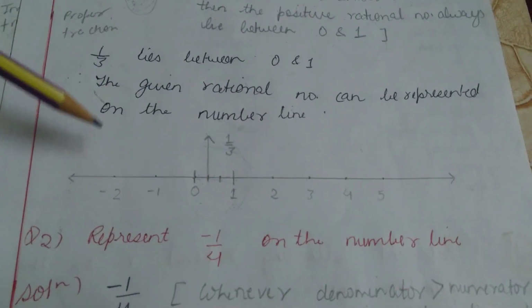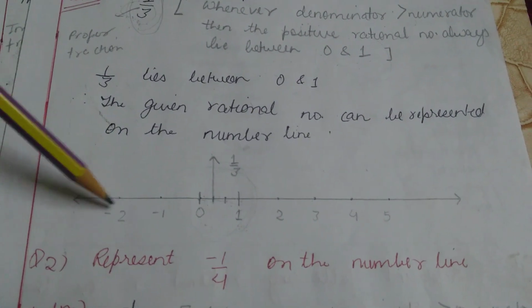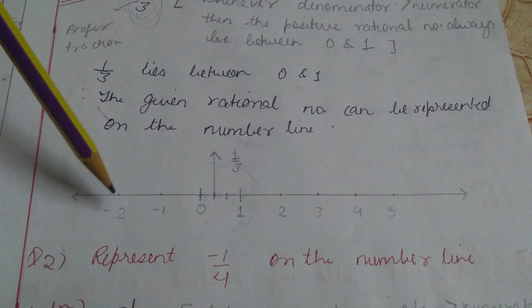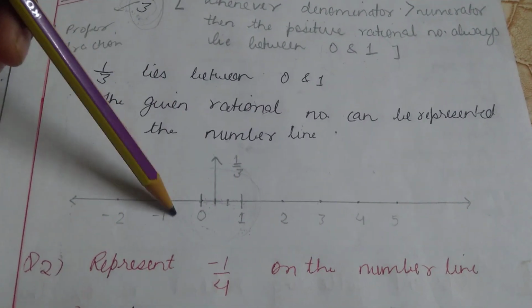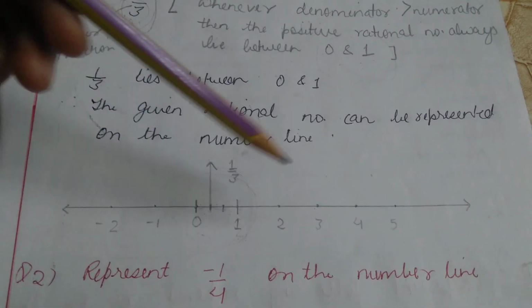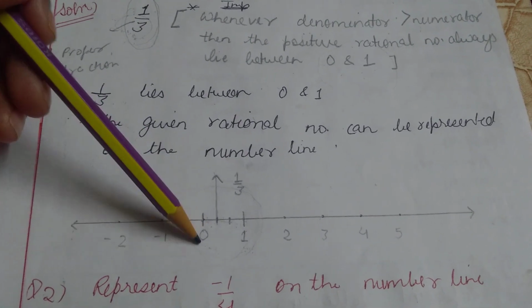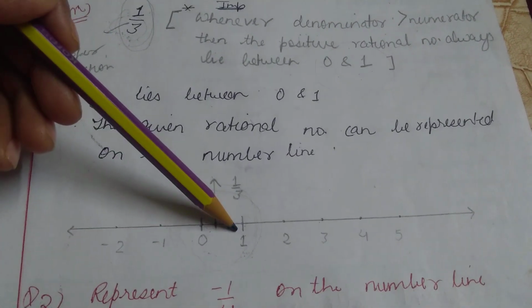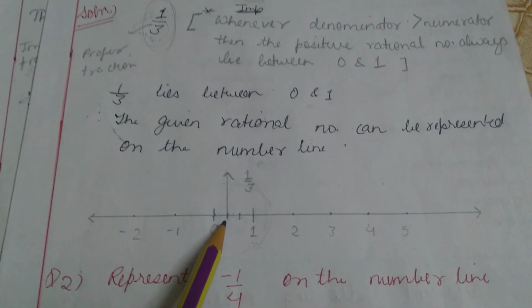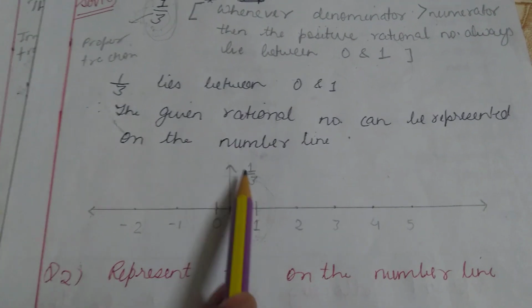So we will draw a straight line. We will mark all the intervals. You can draw only 0 and 1 also. I have taken more intervals, but 1 by 3 is lying between 0 and 1. Then we will divide 0 and 1 into 3 equal parts. Then this represents 1 by 3.